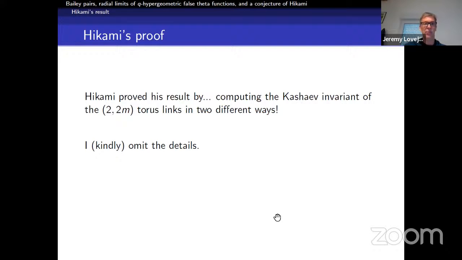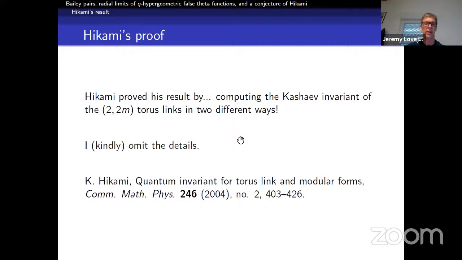So there are some topological objects, torus links. As usually done in topology, you look at invariants to try to distinguish them, something called the Kashaev invariant. It has a life of its own. It's an interesting object. People study them. There are ways to compute them. And it turns out if you compute the Kashaev invariant of these (2, 2m) torus links in two different ways, you do it one way, you get this expression for the radial limit that I put up before. And if you do it another way, you get this truncated q-hypergeometric series evaluated at the roots of unity. If you want to look at those details, they're in Hikami's paper, which is called Quantum Invariant for Torus Link and Modular Forms. It's from 2004.